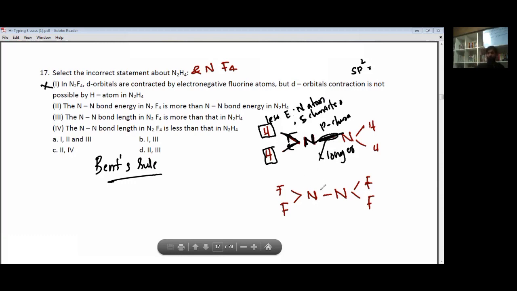Similarly, consider N2H4 and N2F4, where the bonds are to fluorine, which is more electronegative than nitrogen. So those bonds have more p character. Automatically, the NN hybrid orbital has greater s character, so this bond shortens. So this will be the shortest bond. Keep that idea, and this is based on Bent's rule.